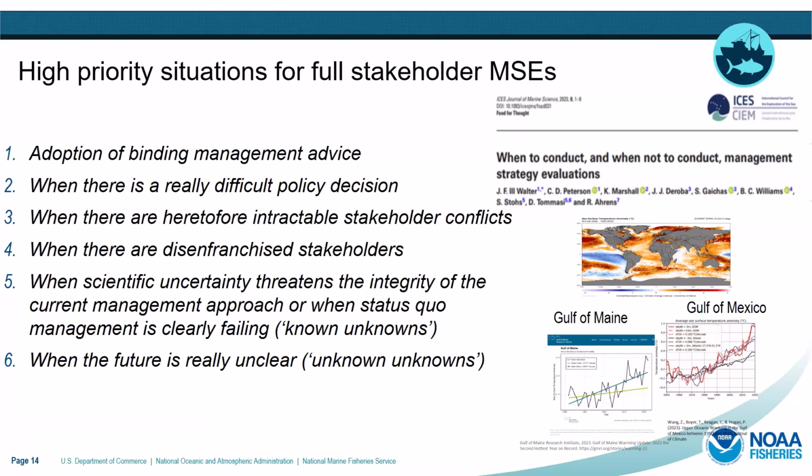And then when there are disenfranchised stakeholders, when stakeholders who are not part of the process need to be brought into it. And we actually, in a paper here, when to conduct and when not to conduct MSE, we talk about one of the disenfranchised stakeholders is often the ecosystem components of the system who may not be part of a traditional single species fisheries management decision. There's also a large number of other stakeholders who are probably not party to the traditional fishery management decision-making process, but have a stake in the outcome.